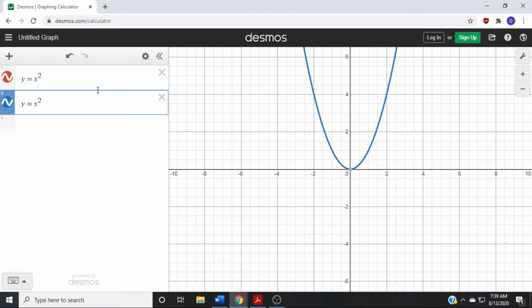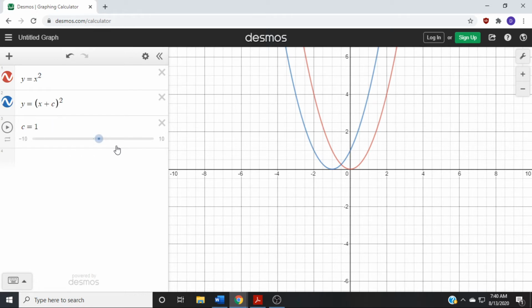Okay, now how do we do a horizontal shift? So we actually have to get inside this x squared, put parentheses around our bad boy. Okay, let's say plus c, and then we'll square it. Okay, add a slider for c.